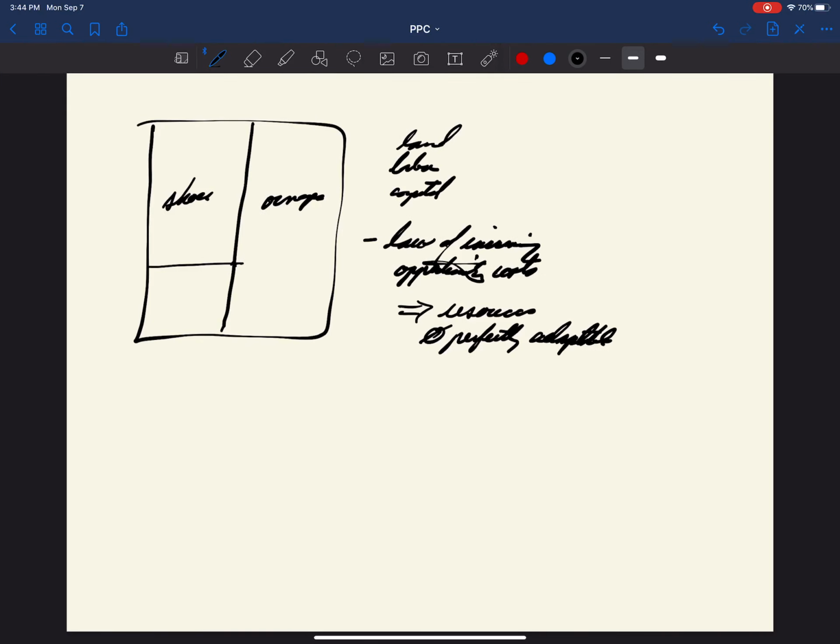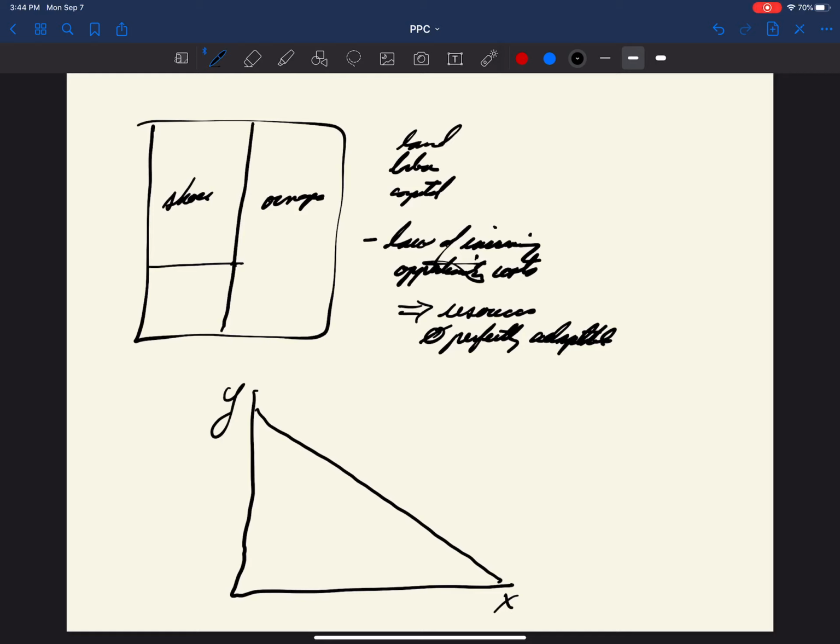Okay? But what if they were perfectly adaptable? If they were perfectly adaptable, your production possibilities curve looks something like this. It would be a straight line. Because in that case, the exchange would be even. There would be no loss whatsoever. All of good X, any of the resources I use for that could be used for all the resources for good Y. And that's it.